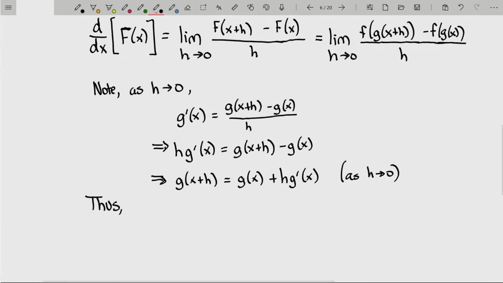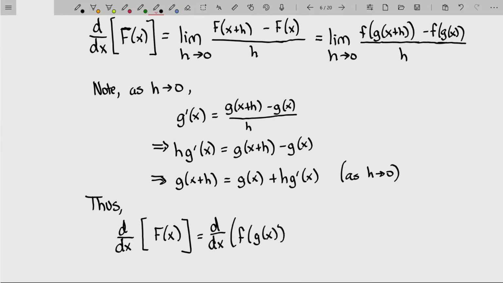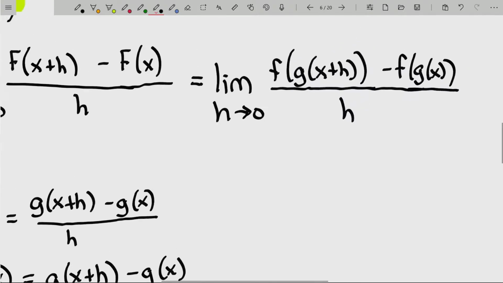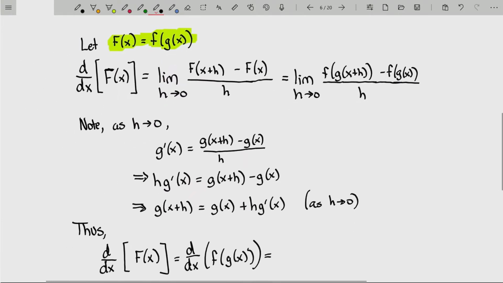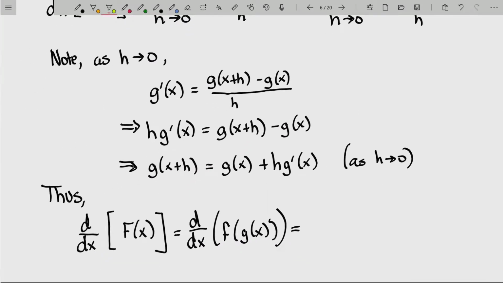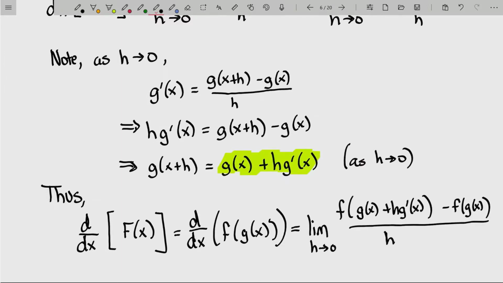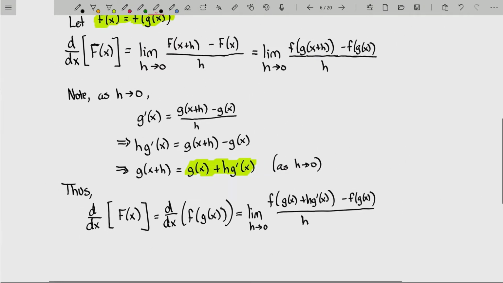Therefore, or thus, the derivative with respect to x of our capital F of x, which is, again, that's the last time I'm going to write that, it's just the derivative with respect to x of f of g of x, that piece right there, is equal to, well, we have it written up here, but I'm going to trade out that g of x plus h for a g of x plus h times g prime of x. I squeeze that in there. And again, just reminding you, all I did really was I took this picture right here and replaced it with this stuff right here. Okay, nothing huge.